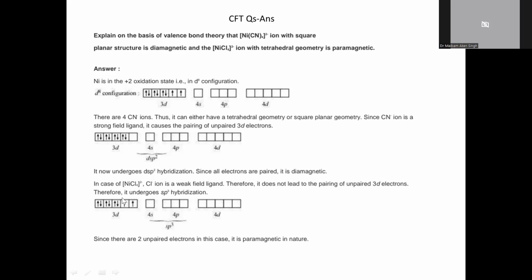Cause pairing due to the weak field nature of the CN negative ligand. That is why the presence of unpaired electrons makes it paramagnetic.